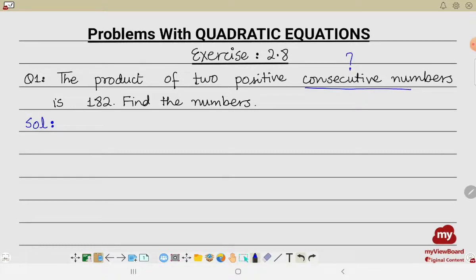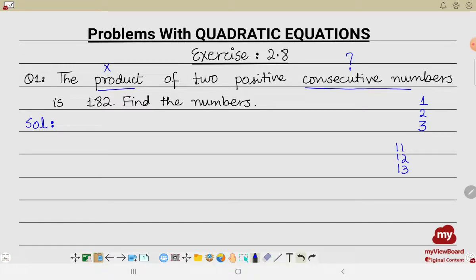Numbers that come together one after another are called consecutive numbers. For example, 1, 2, 3. These numbers are consecutive numbers, or maybe 11, 12, 13. So these numbers are coming together, so these are called consecutive numbers. And the product means we have to multiply those numbers, right?